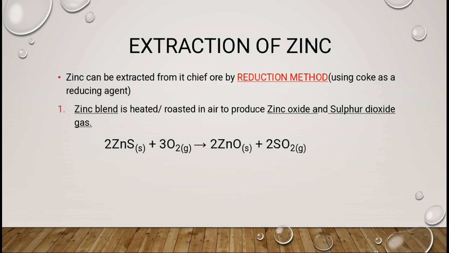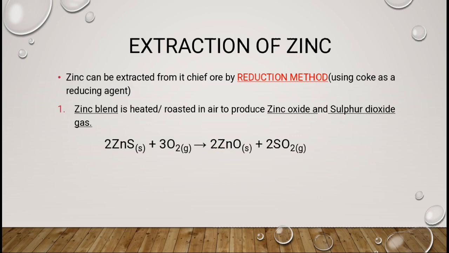Okay, now look at this. When do we say that a metal has been extracted? When it is alone on the product side of the equation. Now this zinc oxide is not zinc metal, it's not alone, it is with oxygen in zinc oxide.